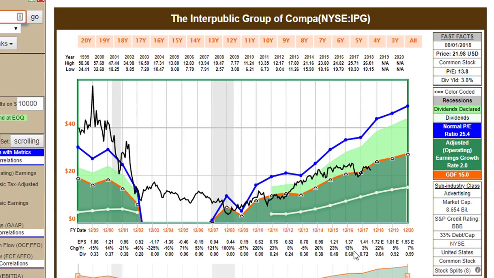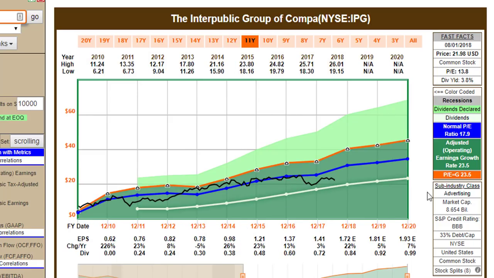Here's the Interpublic Group. You can see this company has been very cyclical historically. Since the Great Recession, it's had really an excellent track record. Earnings have grown at over 23%. The market has valued this company at about a 17.9 PE. The dividend, they started paying their first dividend in 2011.